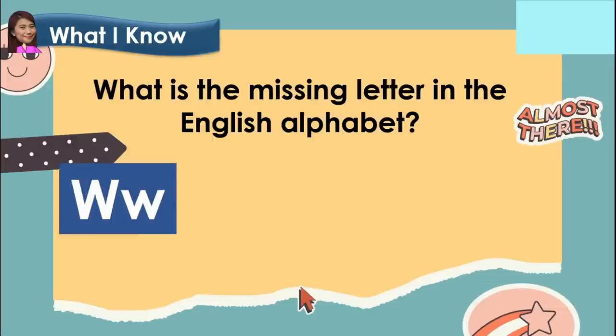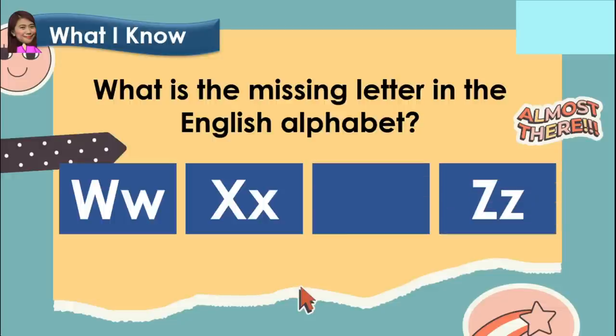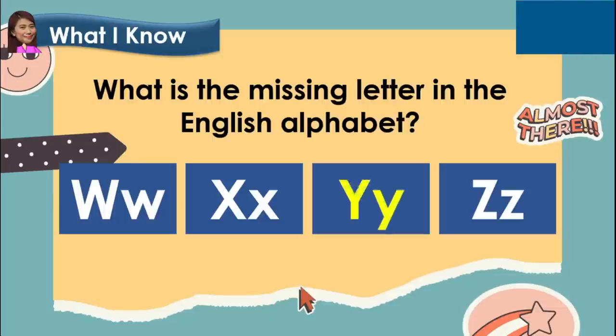And last, W, X, blank, Z. What is the missing letter? And the correct answer is letter Y. W, X, Y, Z.